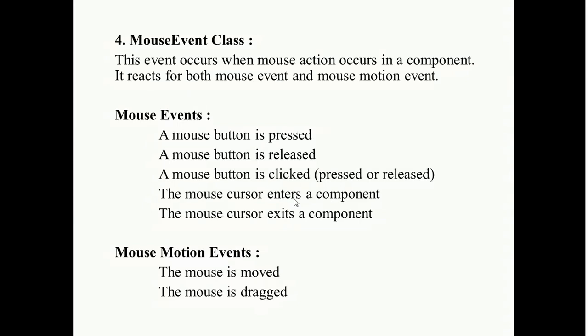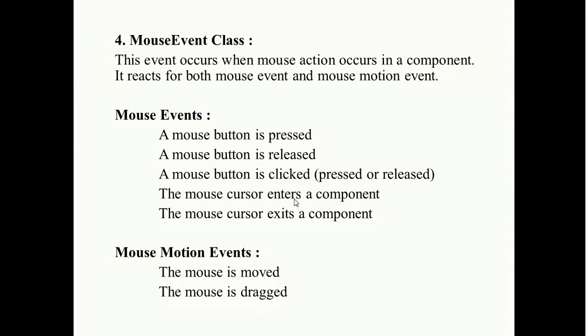Mouse event reacts to both mouse event and mouse motion event. Mouse event occurs when a mouse button is pressed, a mouse button is released, a mouse button is clicked, a mouse cursor enters a component, and a mouse cursor exits a component. The mouse motion event occurs when the mouse is moved or the mouse is dragged.